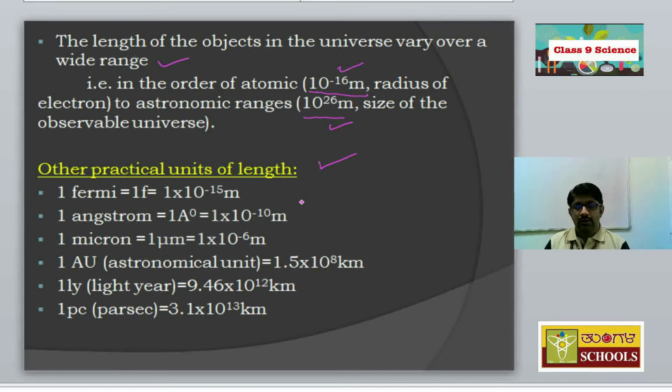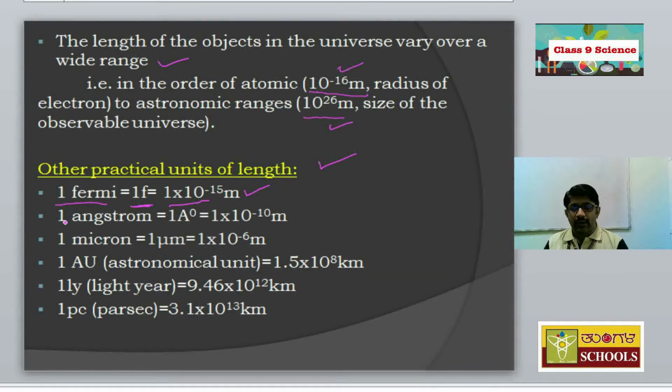Okay, so first one will be 1 Fermi. 1 Fermi is equal to 1 F, written as 1 small f, which is equal to 1 into 10 to the power minus 15 meter. If the length is of this much, 1 into 10 to the power minus 15 meter, then we consider it as 1 Fermi.